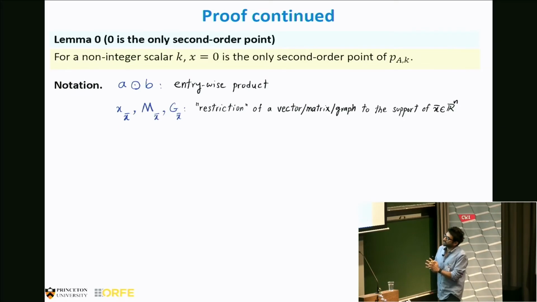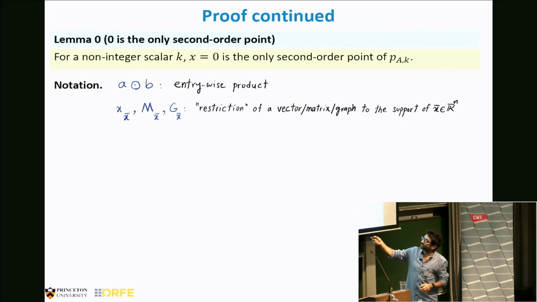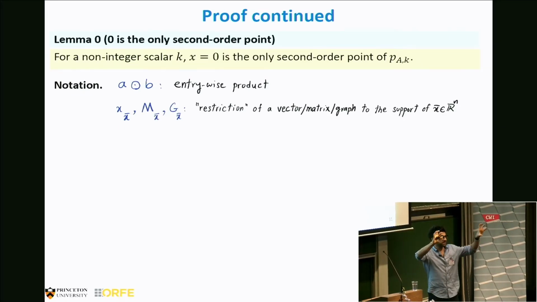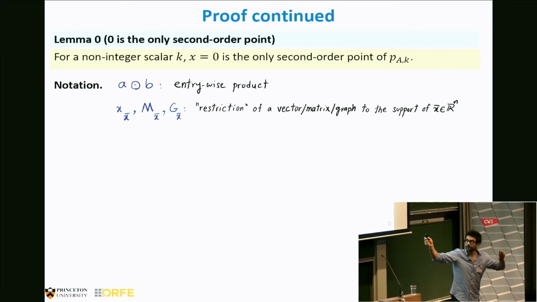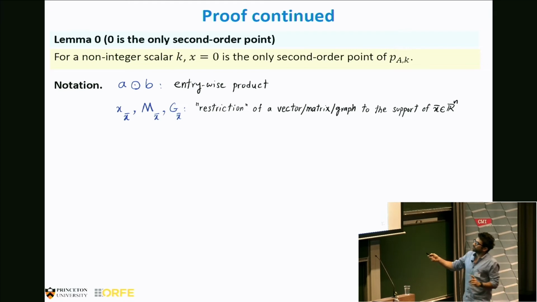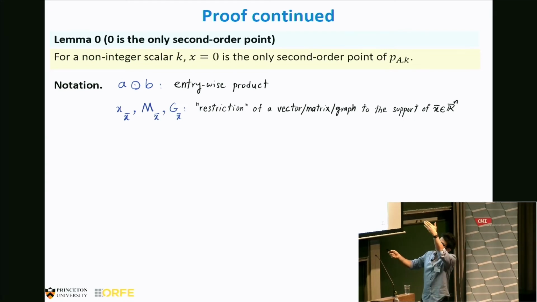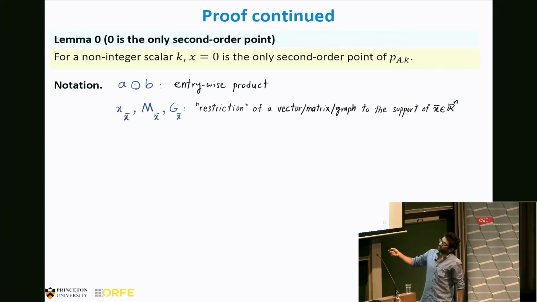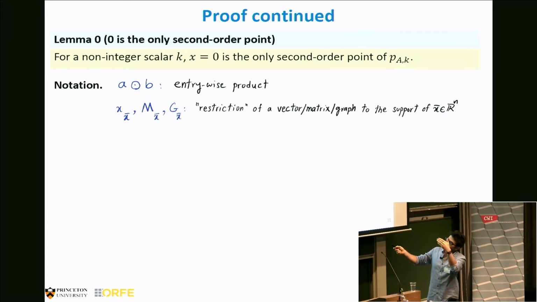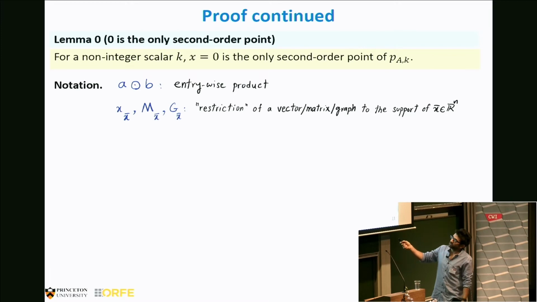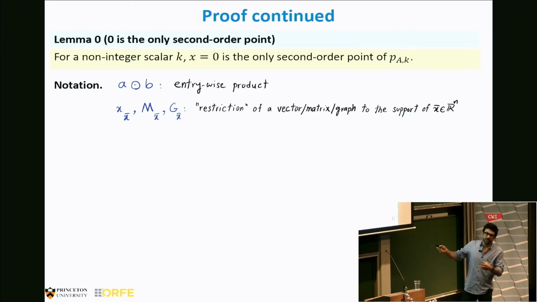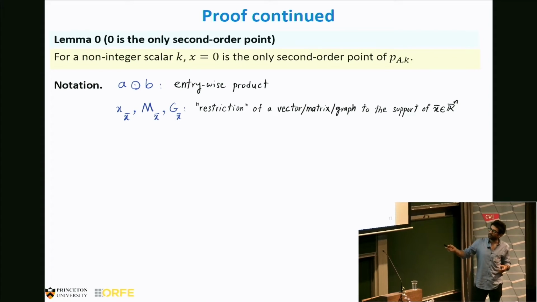So I'm going to need some notation. For two vectors A and B, or for two matrices A and B, this notation is the entry-wise product. Okay? And I need some other notation here. So if x bar is a vector of length n, M is a symmetric matrix n by n, and G is a graph on n nodes, this notation is a restriction notation to the support of x bar.